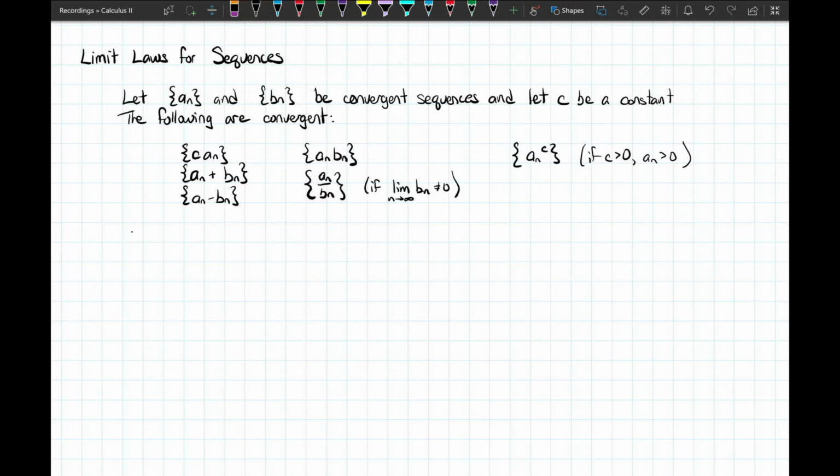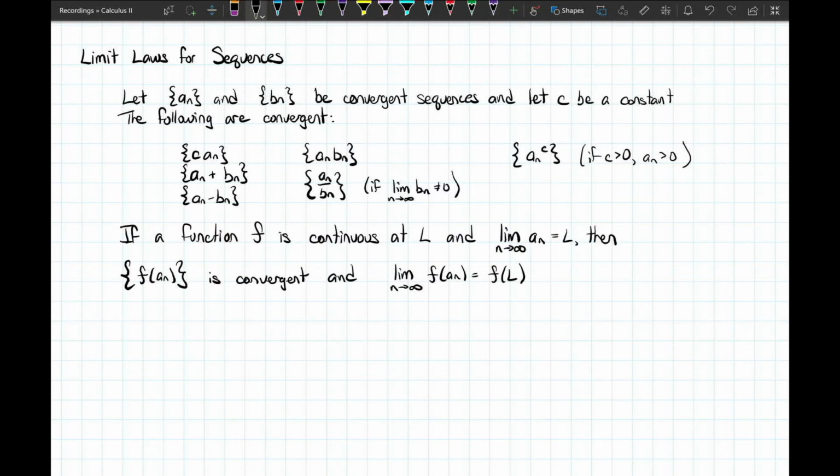And by properties of continuous functions, we can even extend this a little bit. If we start off with a function f that is continuous at L and a convergent sequence an whose limit equals L, then the sequence f of an is convergent and it has a limit equal to f of L. Now, with a few of these basic facts on sequences under our belt, let's take a look at series, which is nothing more than really just the sum of a sequence.